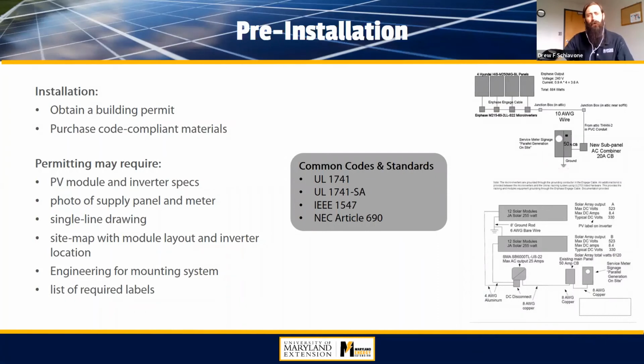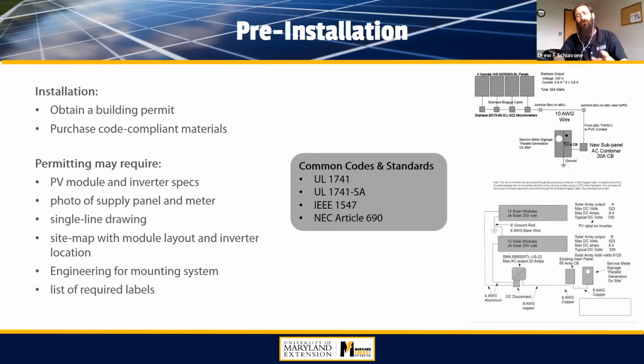I've included some comments here on what may be required in the permitting process. This is not an all-inclusive list, but that could include all the details and specs on your actual PV module and the inverter that you're going to purchase. They might need a photo of your supply panel and the meter, the line drawings, and I've given some examples there on the right-hand side of the layout of the system and the different components and how those will work together. A site map laying out all those different components.